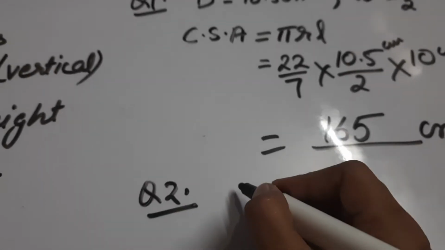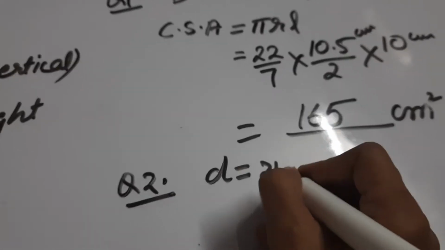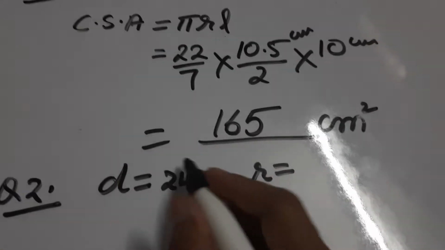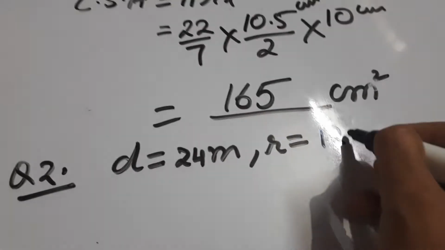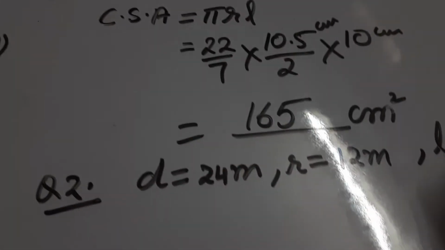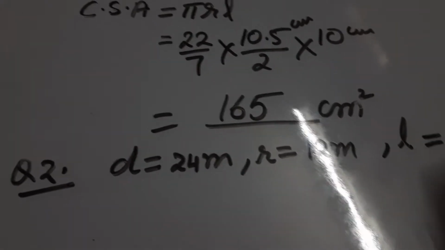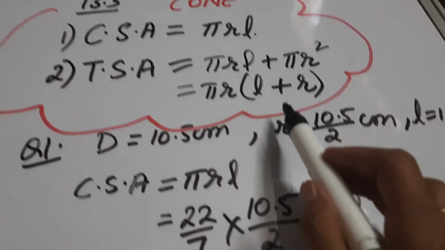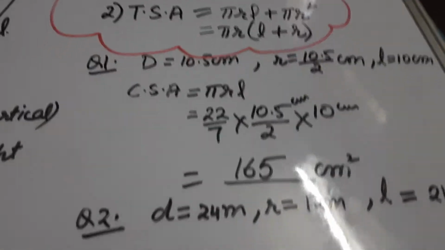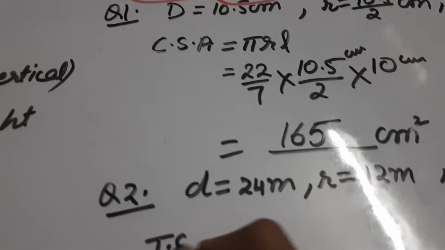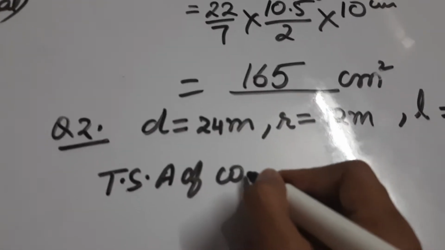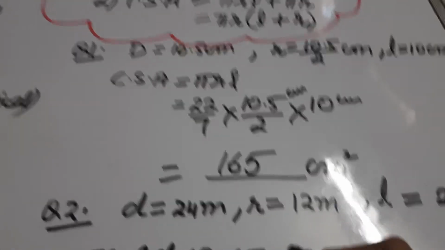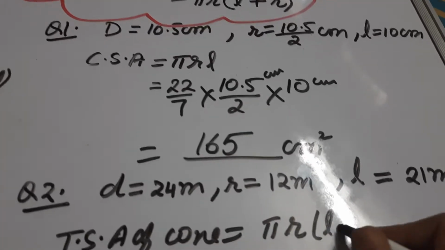Question number 2. Diameter given to you is 24 meters. So first of all, convert this diameter into radius by dividing it by 2. 24 by 2 is 12 meter. Slant height is given to you as 21 meter, dear students. So let us find out the total surface area. Total surface area of cone is equal to, just write down the formula, pi r L plus pi r square, or pi r into L plus r.